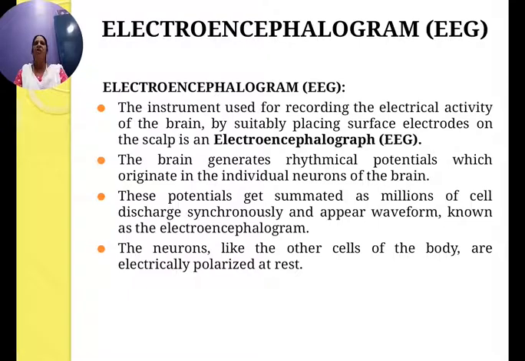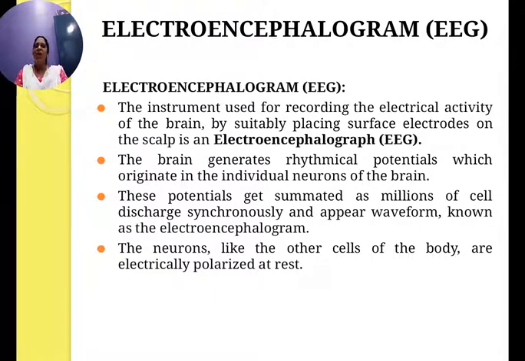Electroencephalogram. The instrument used for recording the electrical activity of the brain by suitably placing surface electrodes on the scalp is an electroencephalograph. The brain generates rhythmic potentials which originate in the individual neurons of the brain. These potentials get summated as millions of cells discharge synchronously and appear as a waveform known as the electroencephalogram.